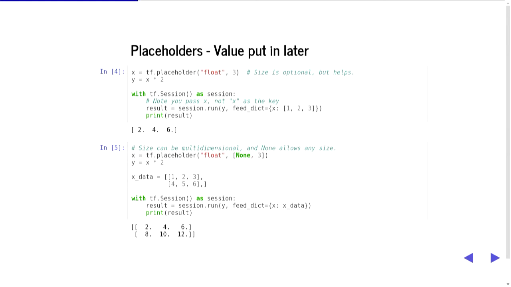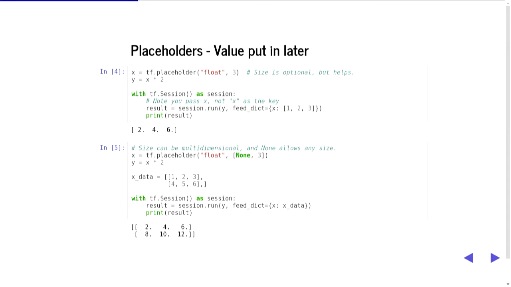So in the first example, in cell 4, we create a placeholder called x. It's going to be of type float, so we don't have any data yet, so I can't infer type, but that's actually quite important. And we say we're going to pass in 3 of those. The size is optional, but does help. We then create a basic operation, y is x times 2. And then we pass in y into session.run and print the result. The difference between this and previous is this feed dictionary.